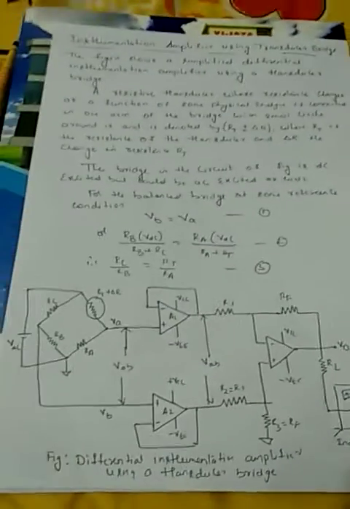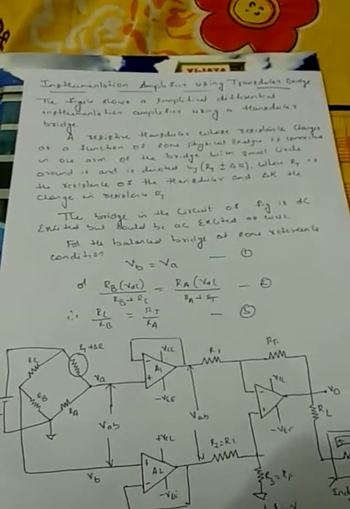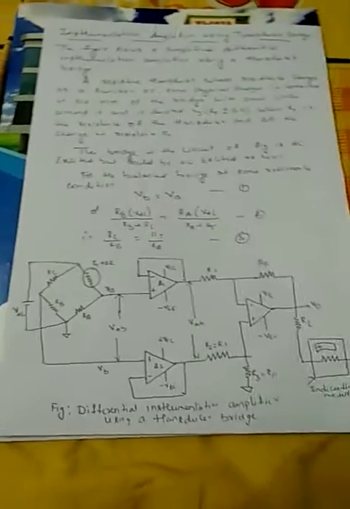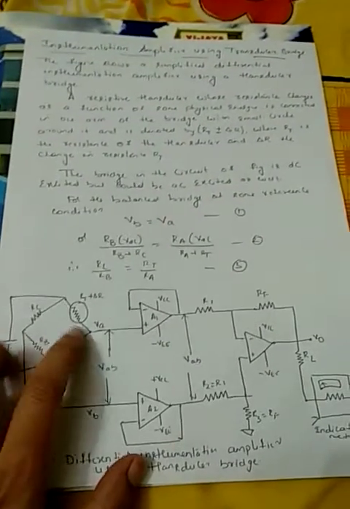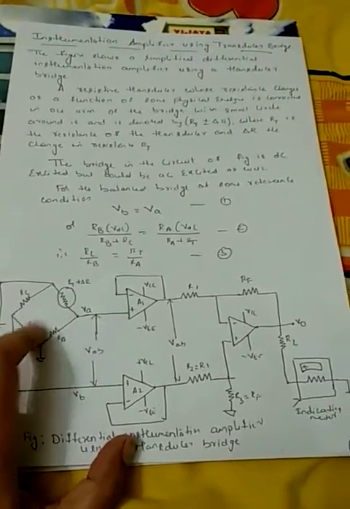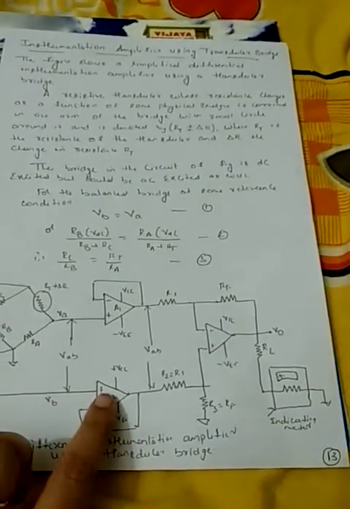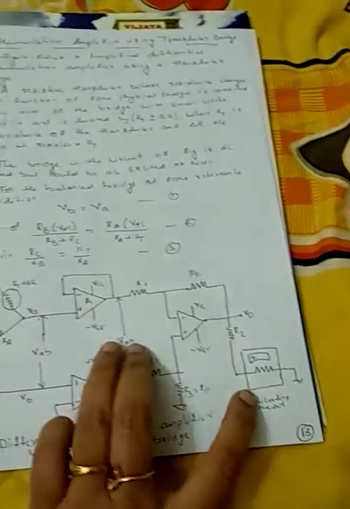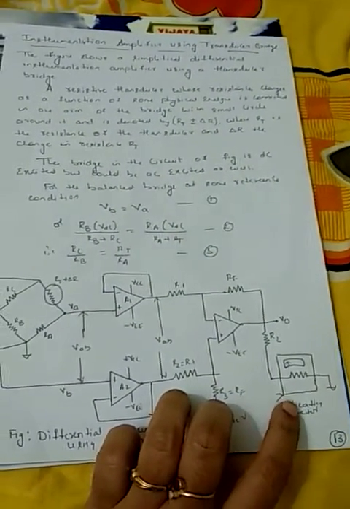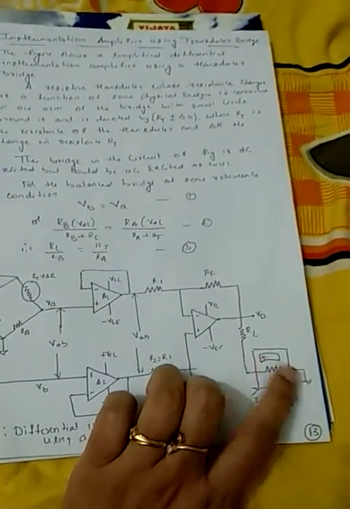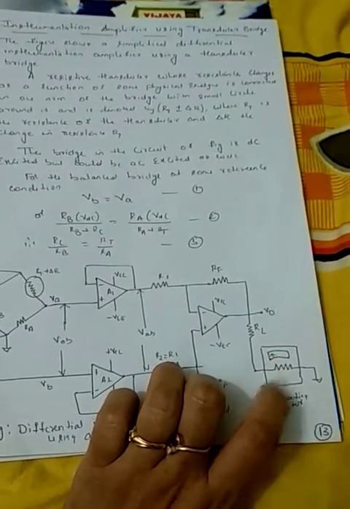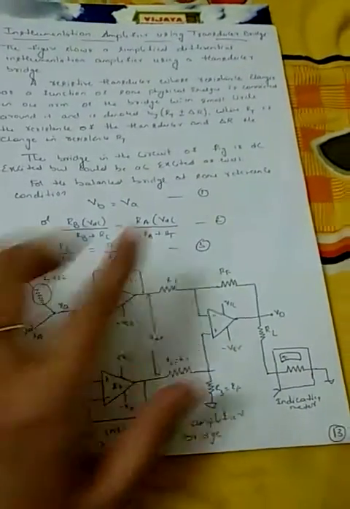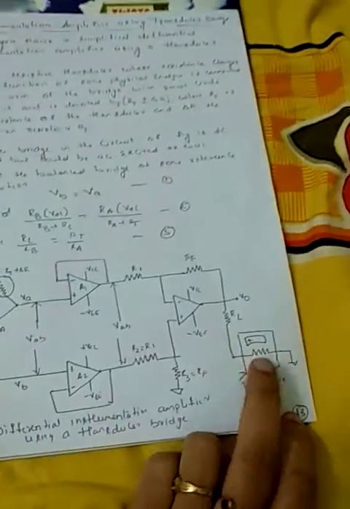We'll discuss an example of an instrumentation amplifier using a transducer bridge. This is a differential instrumentation amplifier using a transducer bridge. Here we have the transducer bridge, and this is the op-amp part, the amplification part, and this output is used to indicate some meters, some display, or to show some readings. So the output of the transducer is amplified in this part.